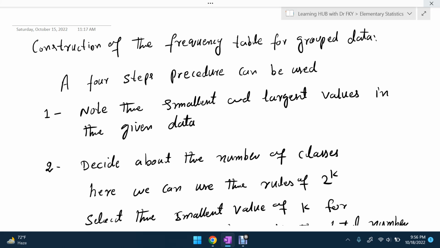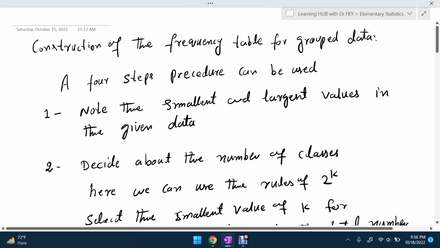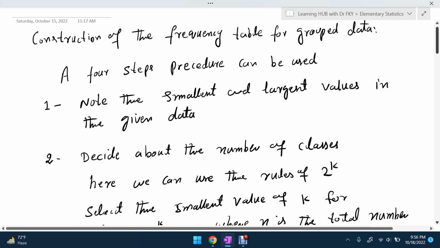A 4-step procedure can be used. In the first step, note the smallest and largest values in the given data. Suppose you have data; note the smallest and largest value. In the coming steps, we will use the largest and smallest value, so you should know these values.